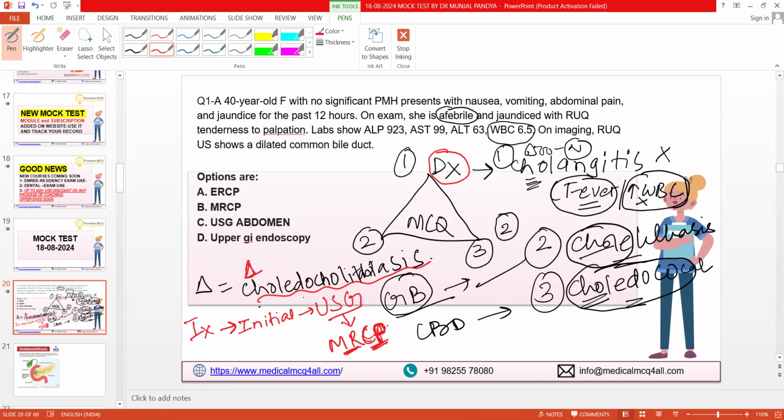So MRCP, once you have done it, after MRCP you found that there is a stone in the common bile duct. Then what will you do? Go ahead with the ERCP and remove it, sir. What is the full form of ERCP? Endoscopic retrograde cholangiopancreatography. What do you mean by retrograde?